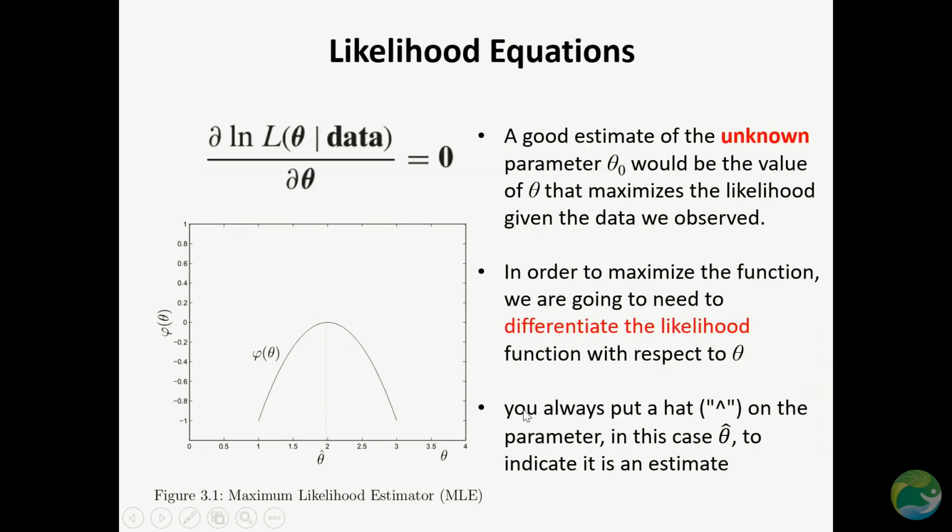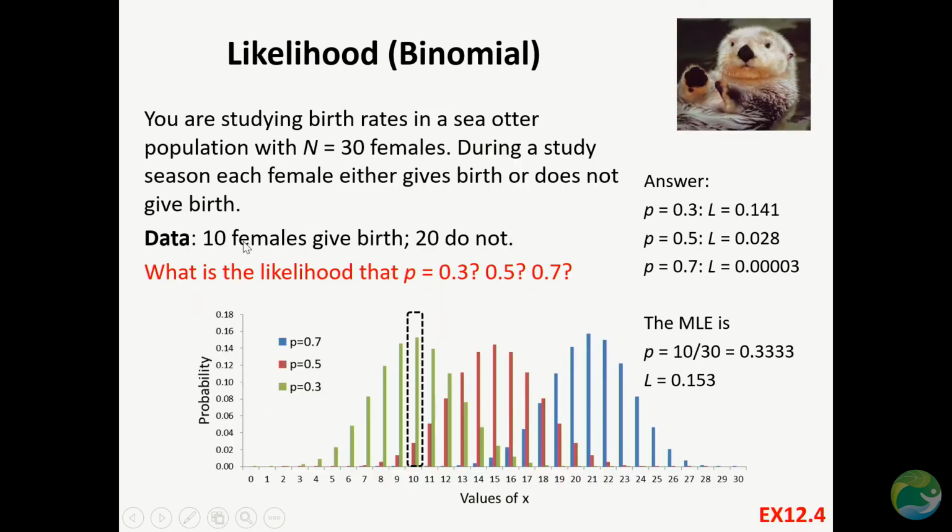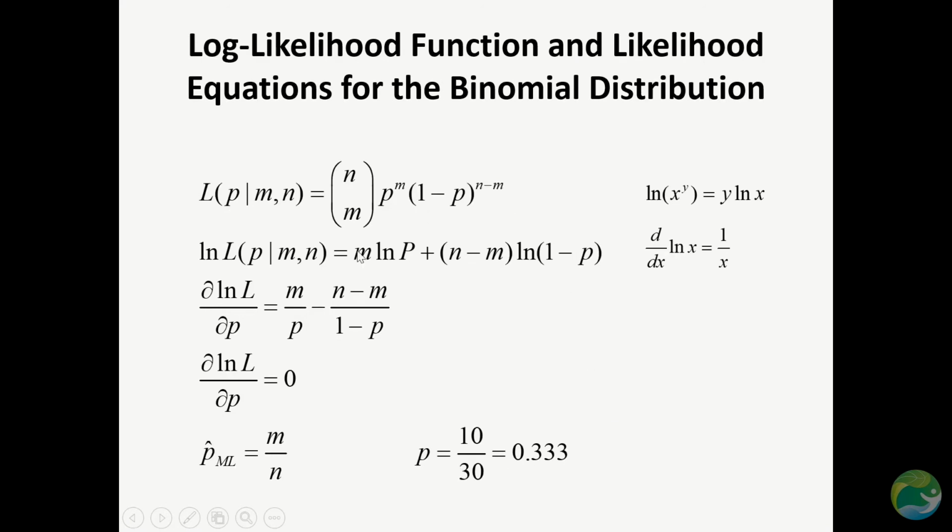So for that case, 10 giving birth, total number is 30. We know this follows a binomial distribution. So the p value is 10 divided by 30, 0.33. This is the case, okay? The p value is the number of successes divided by the total number of trials.